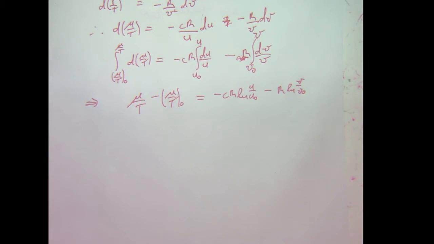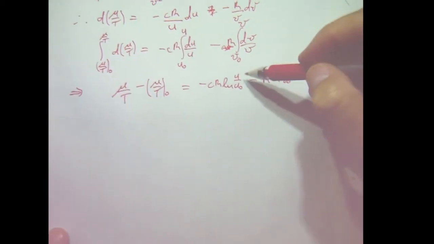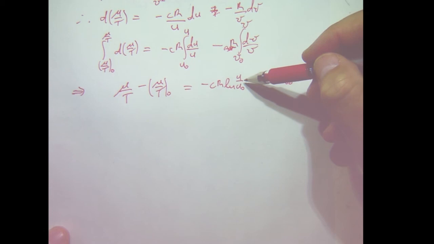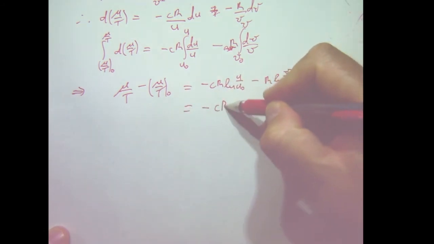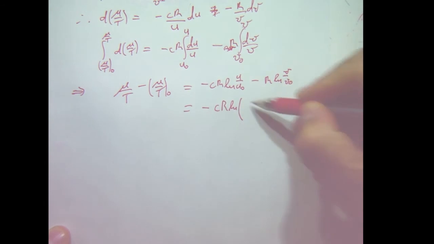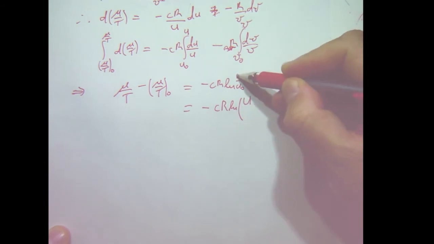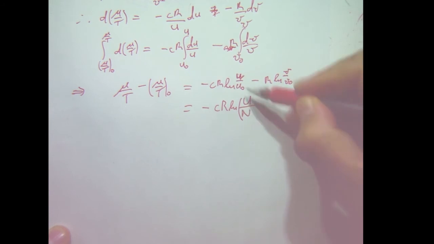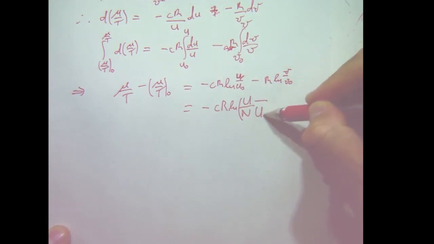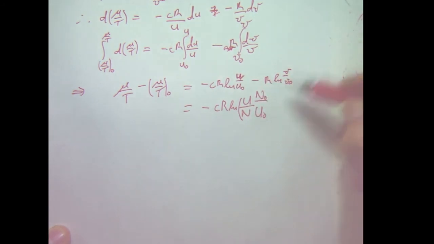And now just put the number of moles back in. So it's ln of, that's supposed to be a little u, so it's big U on big N, and that's little u naught, so it's big U naught on N naught, and minus R ln of big V on N, over V naught on N naught.